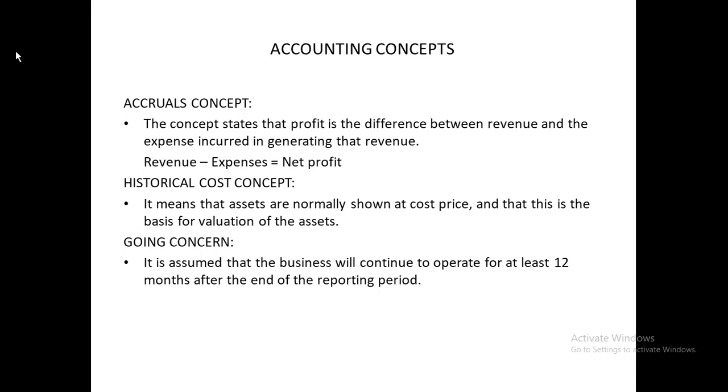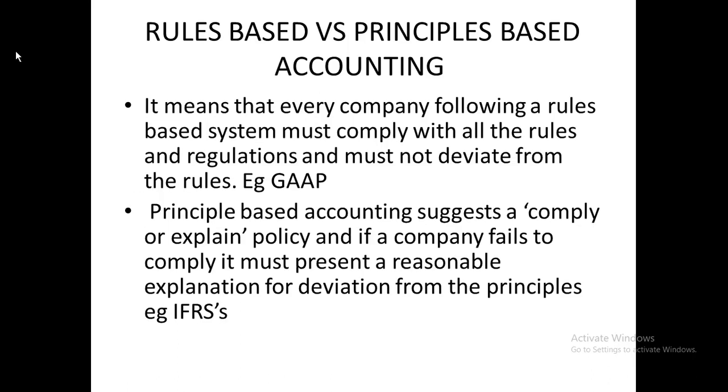The next one is the going concern. The going concern means that we assume that the business will continue to operate for the foreseeable future. That is for at least 12 months after the end of the reporting period. We don't operate with the assumption that anytime soon the business is going to end. Let's now go to the next item which we want to discuss.